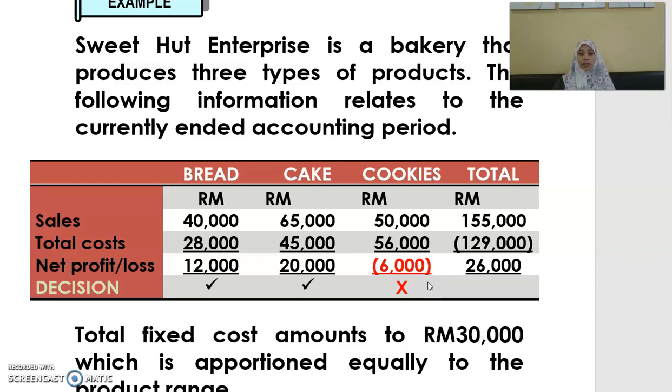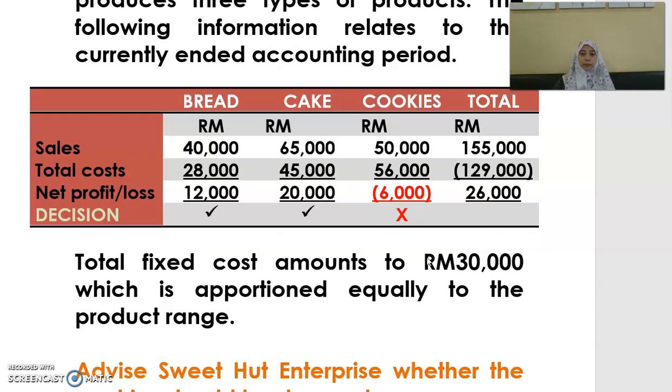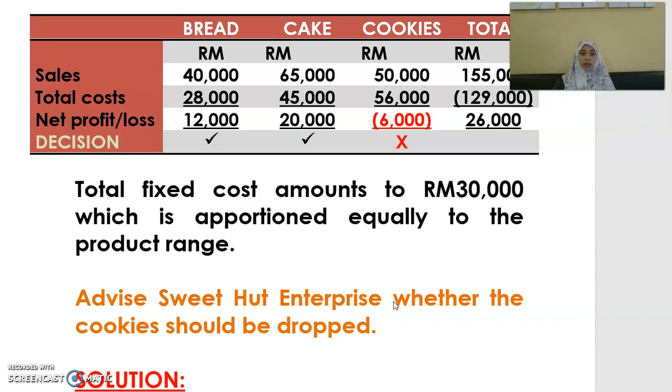So you might decide that you want to discontinue cookies. Why? Because cookies are making losses. Given that the total fixed cost amounts to 30,000, and that 30,000 is apportioned equally to the product range. So what is it that you need to do? You need to advise Sweetheart Enterprise whether the cookies should be dropped or not.